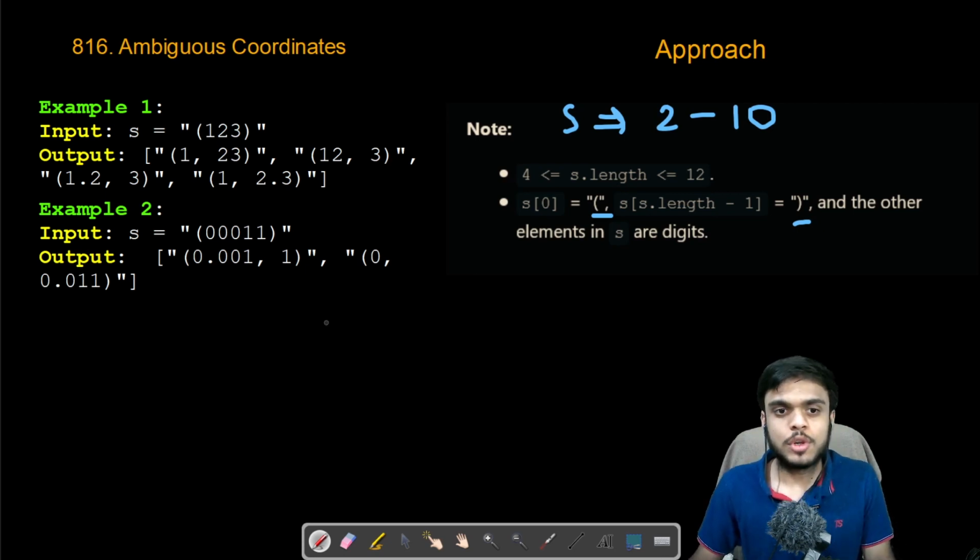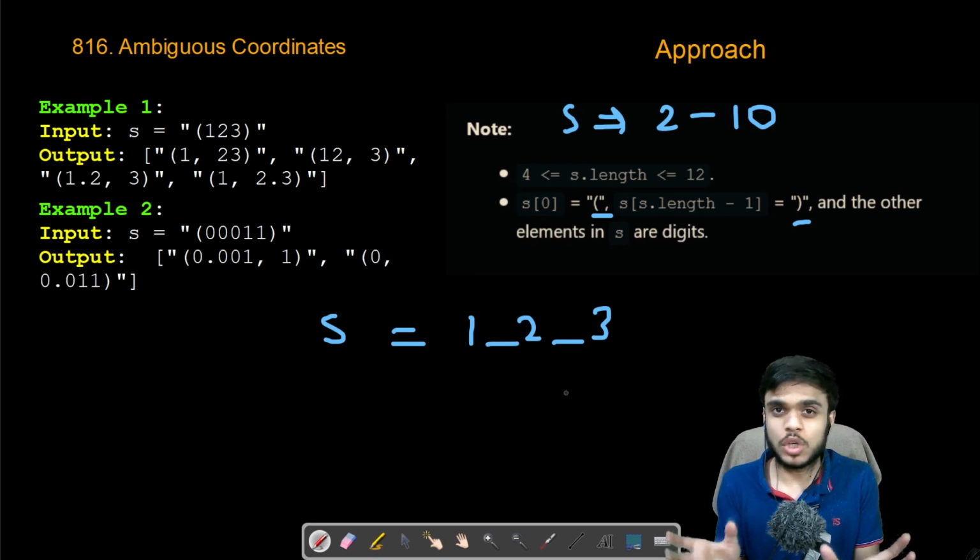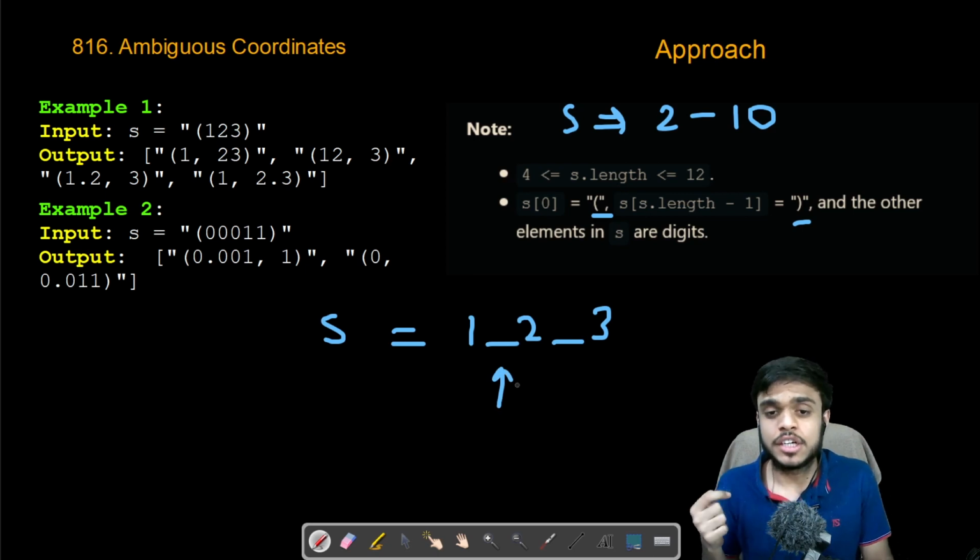Now if you look at example one, we are given the string s to be 1, 2, and 3, and we need to give output as tuples. Basically, we have spaces between every digit, and at every space we have three choices: either put a comma, put a decimal point, or not do anything. For example, if you use a comma at the first space and decide not to do anything with the second space, then we get our first tuple, that is (1, 23).